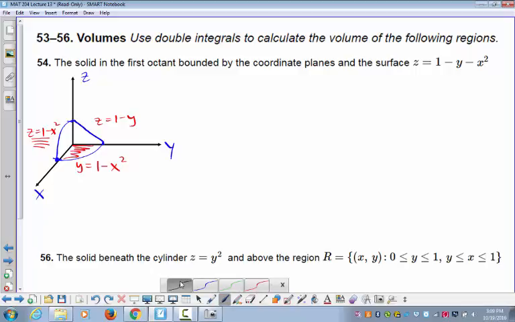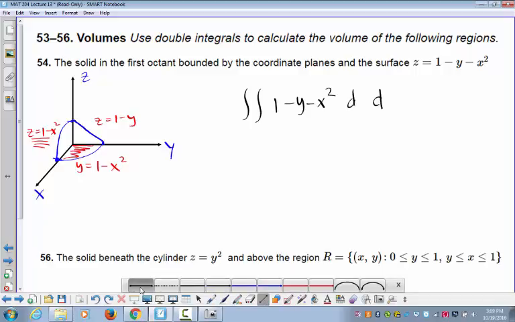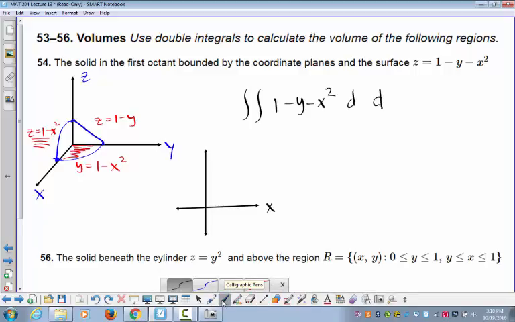All right, so then the volume, we integrate the surface, and we're integrating the surface on this region in the XY plane. So the more important thing is this region in the XY plane. And it said the first octant, which means X and Y are both positive. And so the curve in the XY plane that's pivotal to us is this, y equals 1 minus x squared. So that's our region in the XY plane.